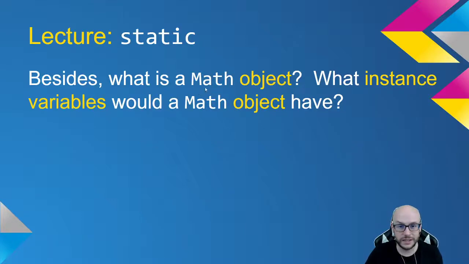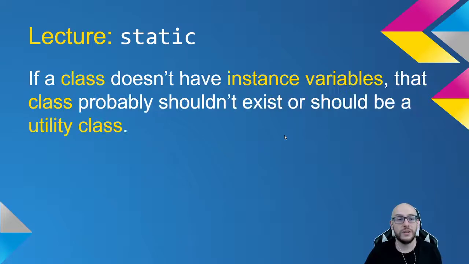So the reason that all of the methods in the Math class are static is because there's no reason to make a Math object. That just doesn't make sense. But I still want those methods. If a class doesn't have instance variables, that class probably shouldn't exist or should be a utility class, such as the Math class. The Math class gives me one central location where we can put all of these methods that help us do math stuff. But Math itself is not an object, right? So simply put, static is the opposite of object orientation.